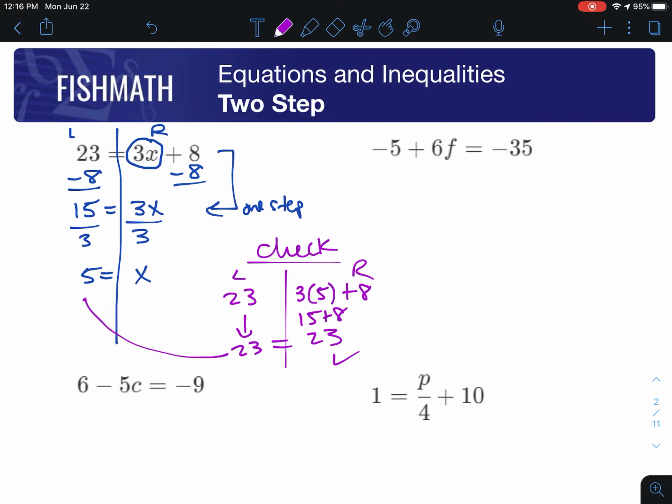This number here does not relate to that number. It's okay that they're different numbers. They most often will be. 5 made both sides equal. That's why it's the answer. This works for any variable, not just x.